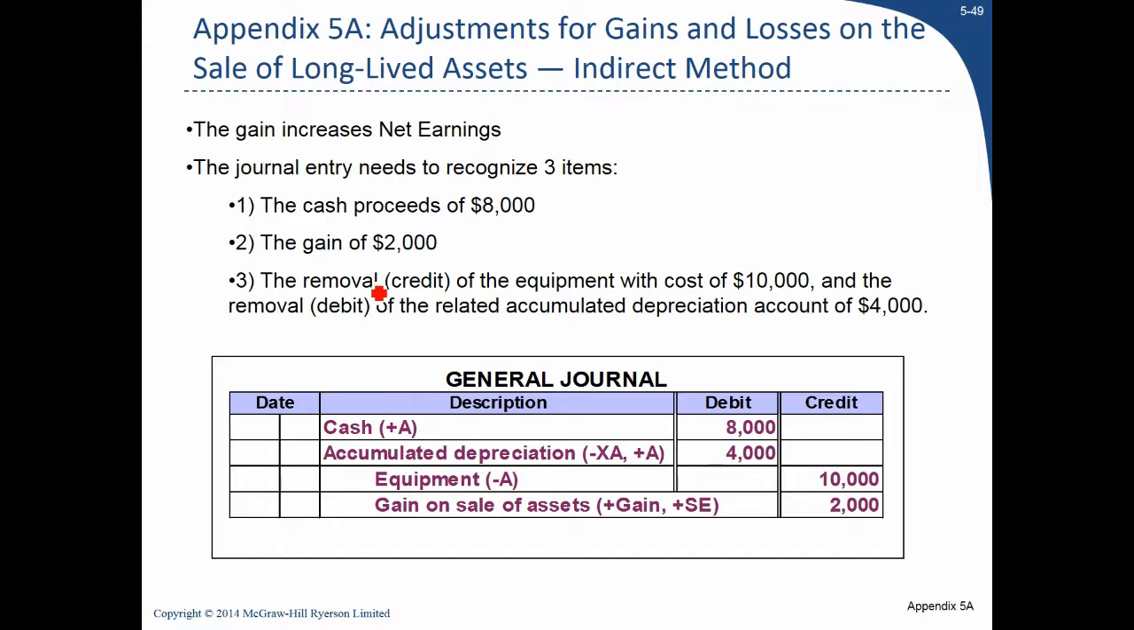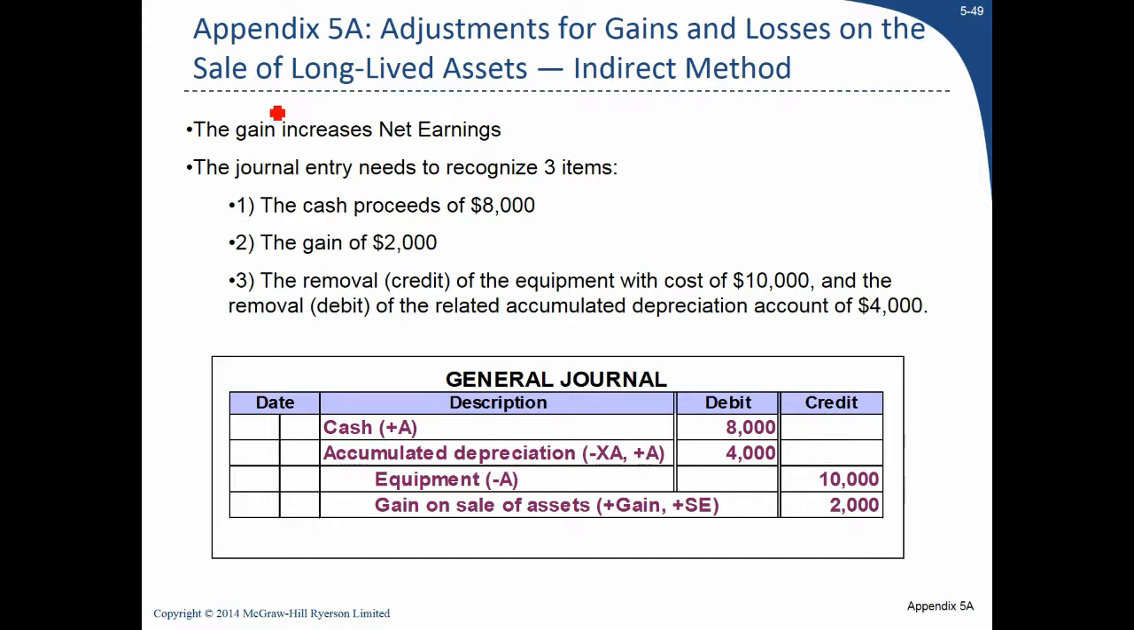Notice how the entry to record depreciation expense isn't debit depreciation expense, credit equipment. It's debit depreciation expense, credit accumulated depreciation equipment, which is a separate account. It's a contra account, right?